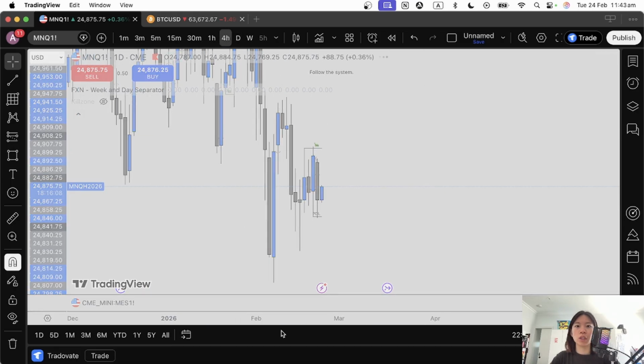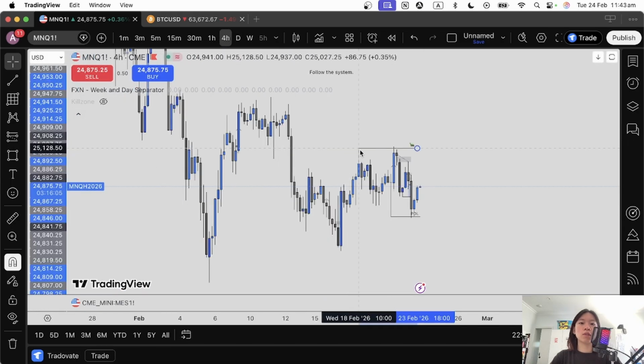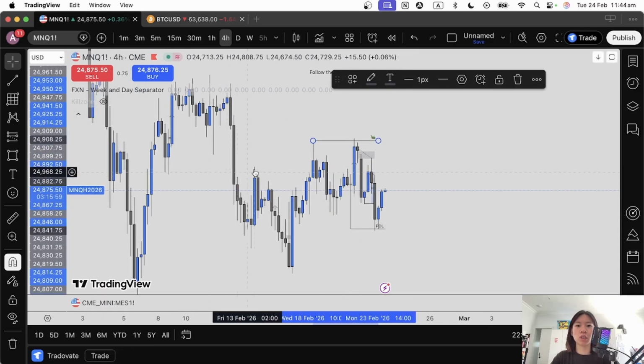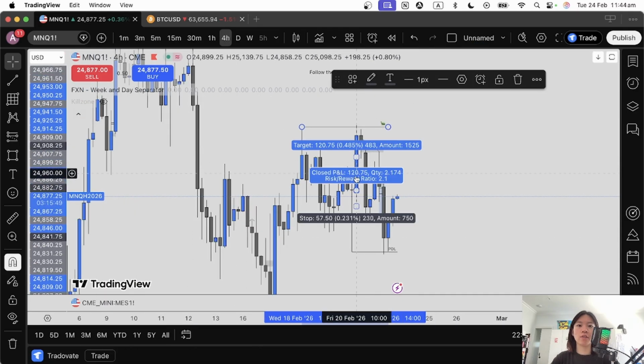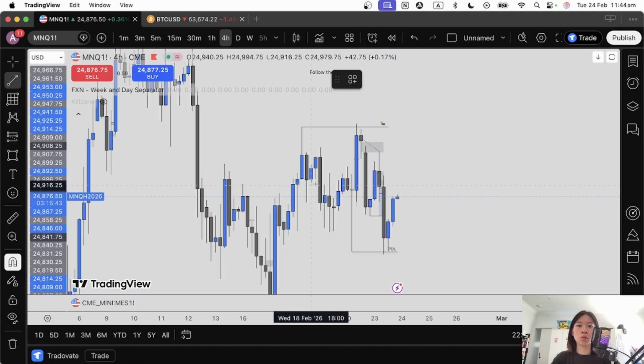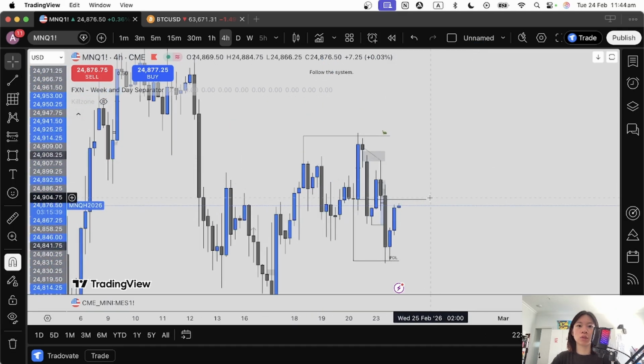Moving down to the H4, we can see that after taking out this high, we ended up going straight back into the range. So we pretty much rejected that high. We have a H4 inverse fair value gap, and we also have a H4 bearish fair value gap. There is also a change in the state in the H4 as well. That's when I started becoming more bearish just based on the H4.